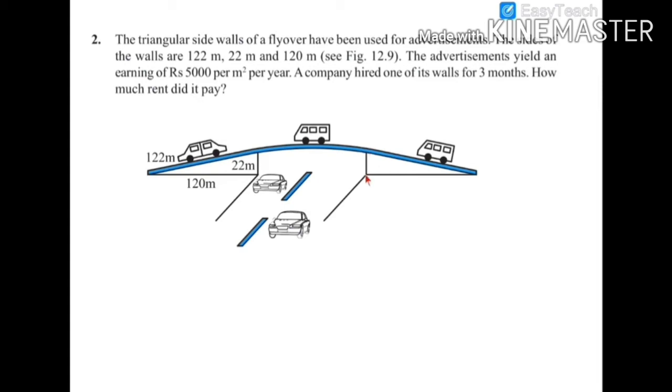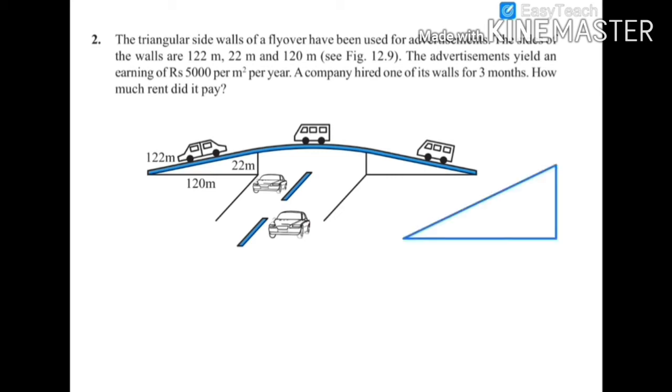If we notice the figure, the two edges of the side wall appear to make 90-degree angle. So let's first confirm whether this triangle is a right angled triangle, and to do that we can use Pythagoras theorem. If in a triangle the square of the longest side is equal to the sum of squares of other two sides, then the angle opposite to the longest side will be right angle. So let's check that.